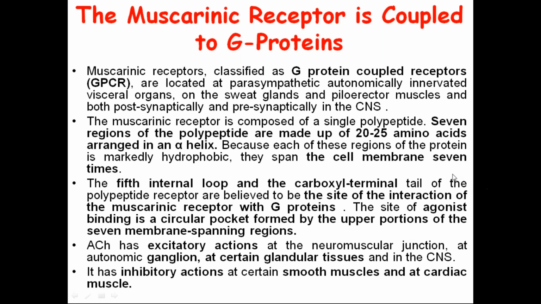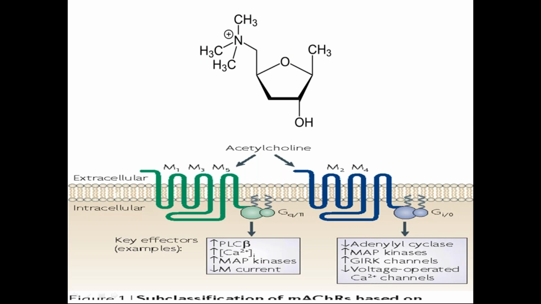So this point is clear now, that they are G protein coupled receptors. What does this term mean, G protein coupled receptors? It is linked to a protein, which is called a G protein. That's it. Now see here. This is your muscarine. Even though it is binding to acetylcholine, why is it called a muscarinic receptor?